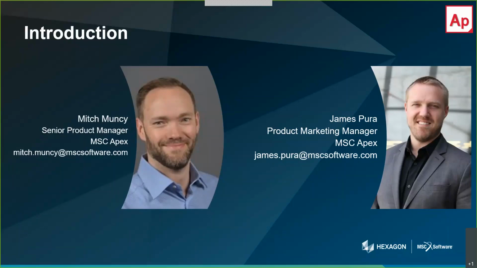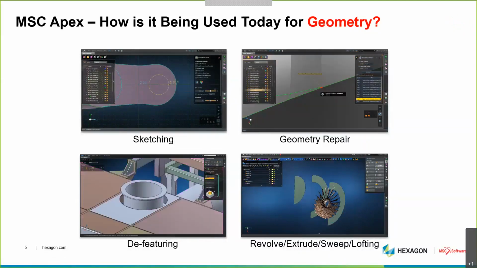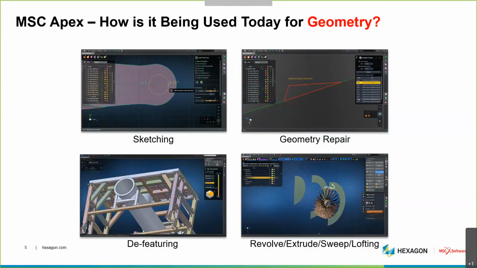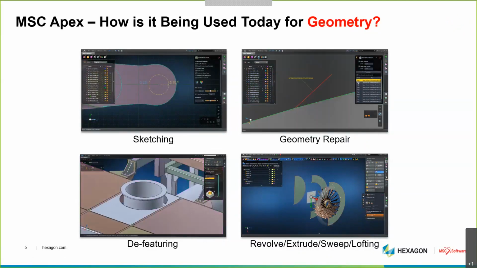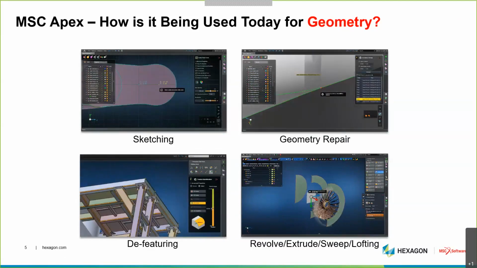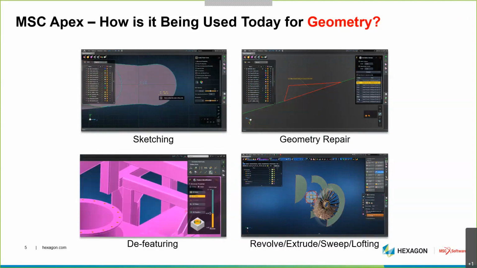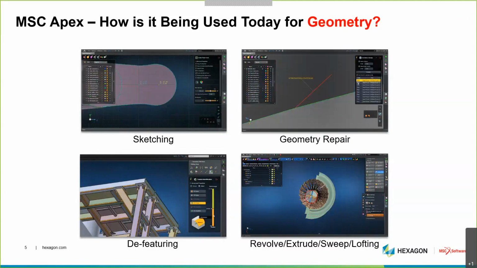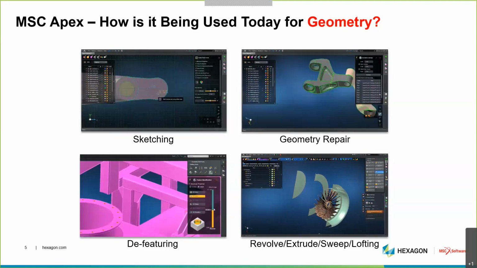Thanks, Mitch. Appreciate it. All right. Well, let's keep going then, and talk about how Apex is being used today in the field. By customers around the world, geometry is category number 1, where people love and actually buy the product specifically for its geometry capabilities. Now, this includes the defeaturing capabilities, which this release actually has some brand new capabilities there for defeaturing, but also things like sketching, geometry repair, and basic CAD operations like revolve, extruding, sweeping, and lofting.